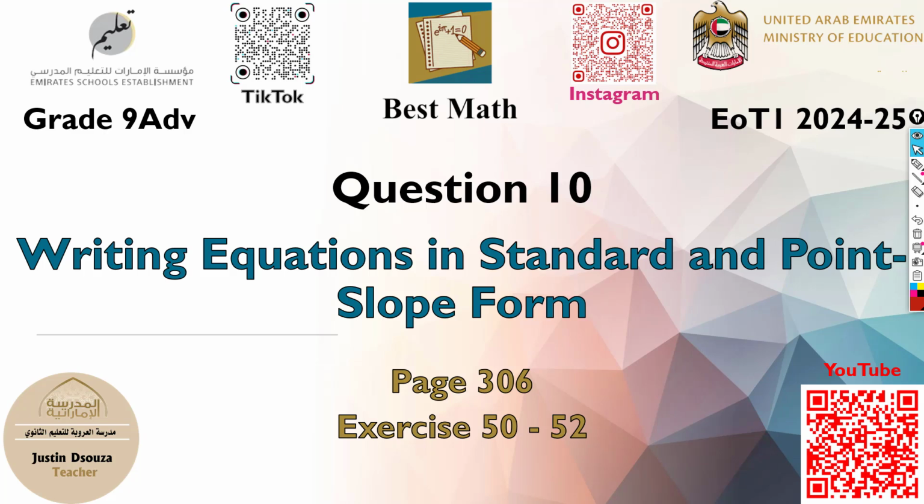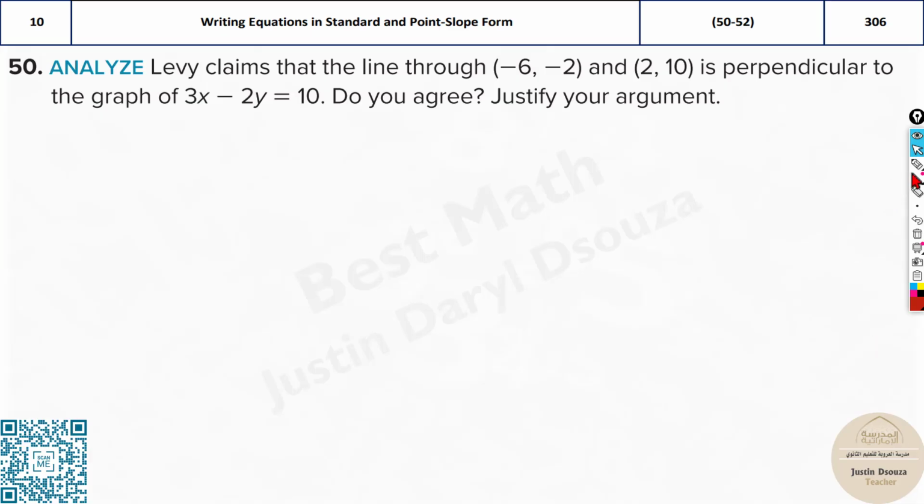In question 10, we find the slopes of the lines and then determine whether the lines are parallel or perpendicular. We have to analyze this problem. Levy claims that the line through the points (-6, -2) and (2, 10) is perpendicular to the graph of the given equation, 3x minus 2y equals 10. Do you agree? Justify your argument.